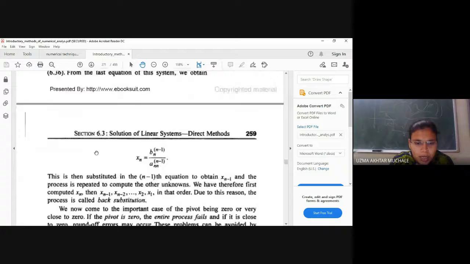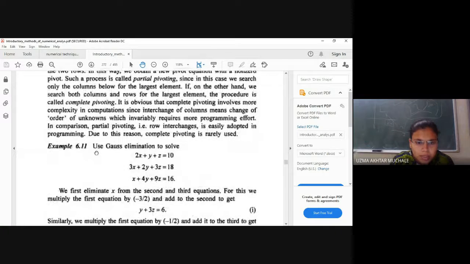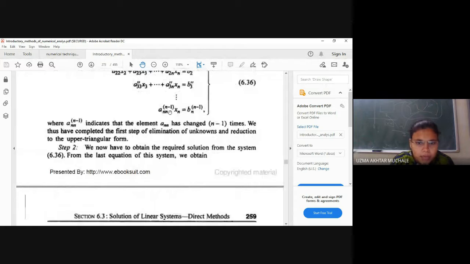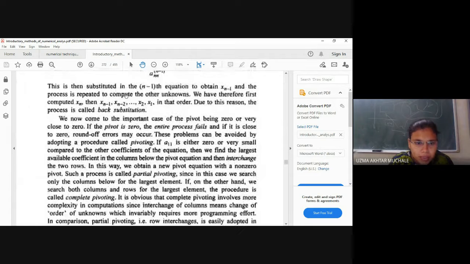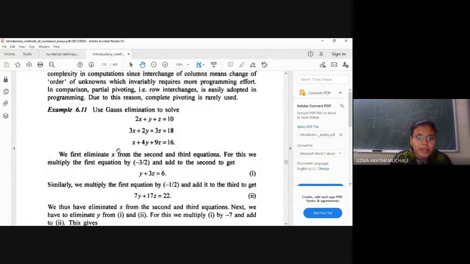After doing this procedure, you write down that xn is equal to bn raised to n minus 1 divided by ann raised to n minus 1. If you get the value of xn, you can put it into the next equation, which consists of two terms, xn and xn minus 1. Already knowing the value of xn, you can find xn minus 1. This is resubstitution, or back substitution as we call it. After using back substitution, we get the result.